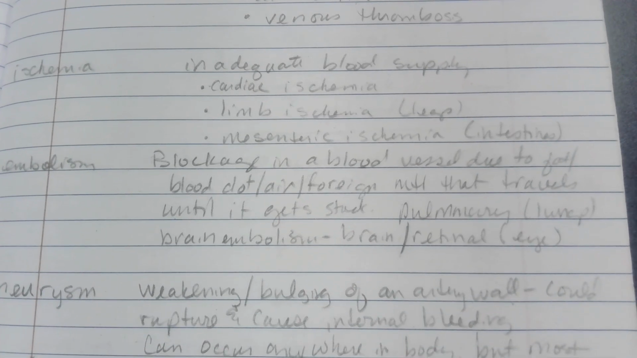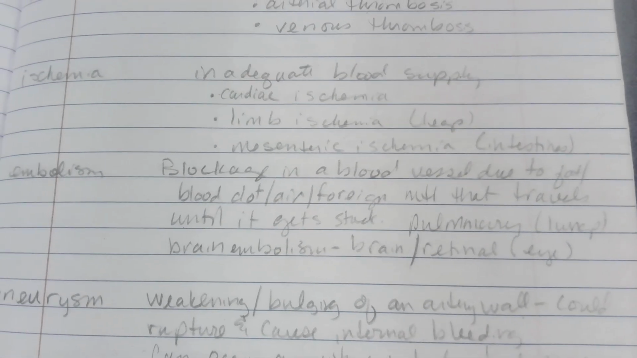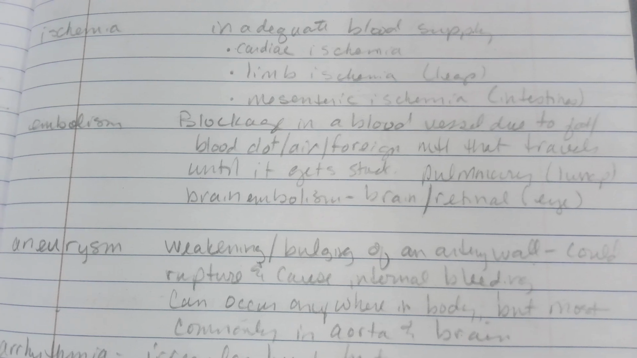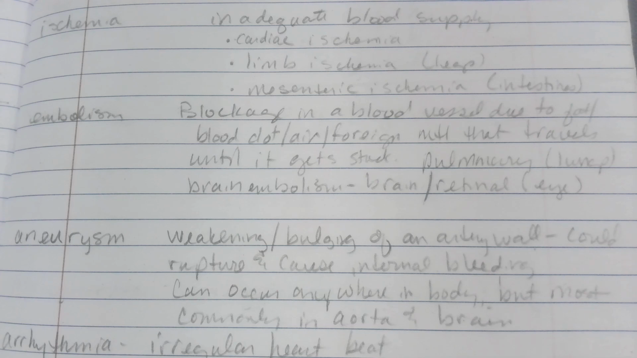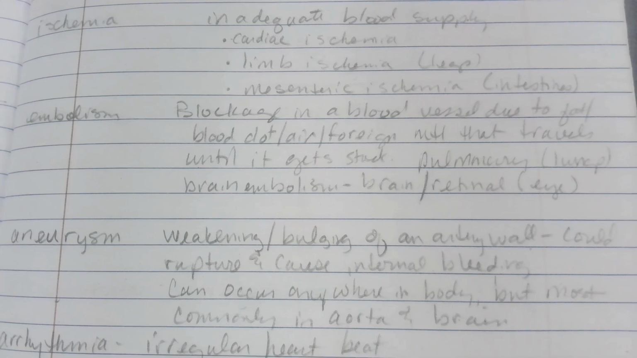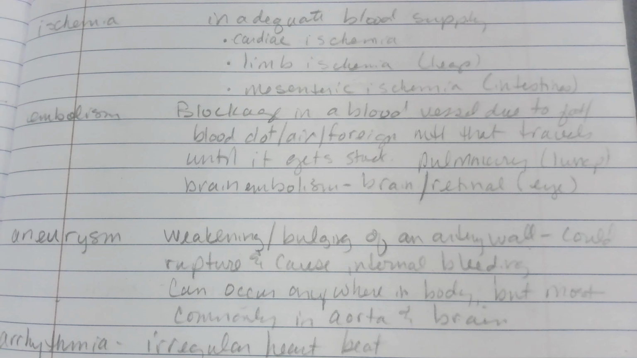Arrhythmia, aneurysm, sorry. Skipped aneurysm. Aneurysm is the weakening / bulging of an artery wall. It could rupture and cause internal bleeding, and it can occur anywhere in the body, but most commonly it occurs in the aorta and in the brain.